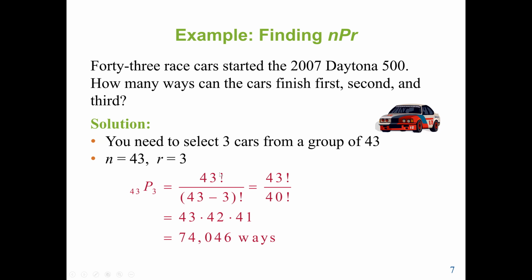So we have 43 factorial divided by 43 minus 3 factorial, which gives us 43 factorial divided by 40 factorial, because 43 minus 3 gives us 40. Then we have 43 times 42 times 41 times 40 factorial. The 40 factorial on top will cancel the denominator 40 factorial. So the answer will be 74,046 ways, which is 43 times 42 times 41.